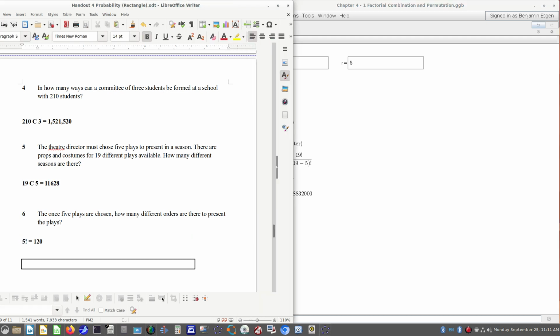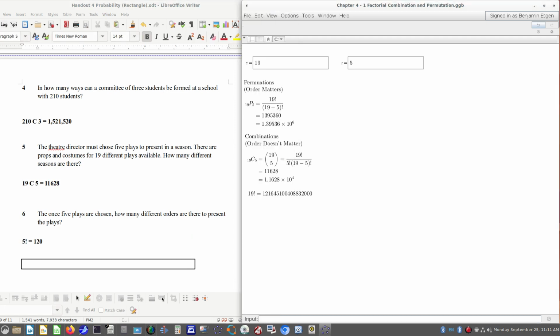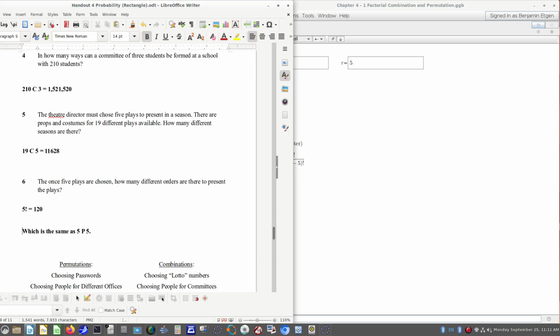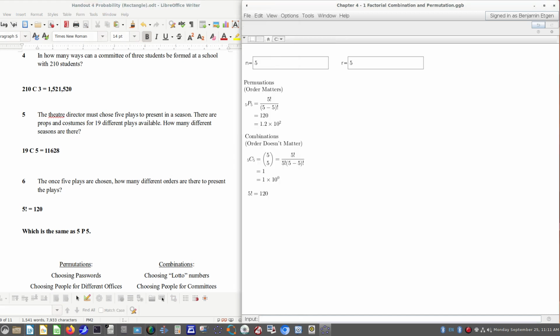Now if we look at the order in which they're presented, now we're talking about permutations. So we enter the 5 factorial. If we want 5 factorial, we need to change n to 5, and it will give us that 5 factorial. And if we want to know how many different ways those can be presented, we could choose 5, choose 5, or 5 with the number of permutations, 120 again.